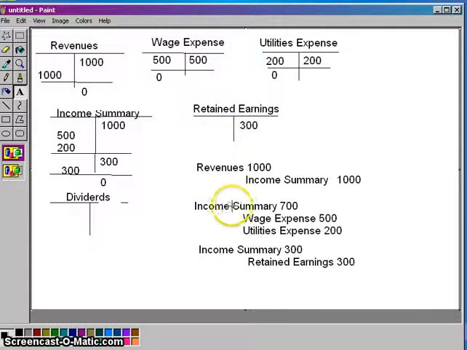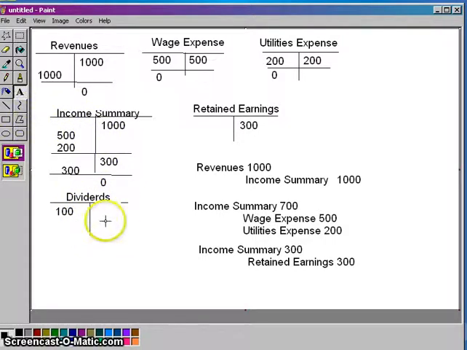The last piece of this puzzle, right, so you've got 1, 2, 3, and we've got our fourth journal entry. The fourth entry is to close out our dividend account. And let's say with dividends, we had $100 in there that we paid out to our shareholders. What we're going to do is the same thing we did before, but we're going to go directly to the retained earnings account. You're not going to use the income summary anymore.